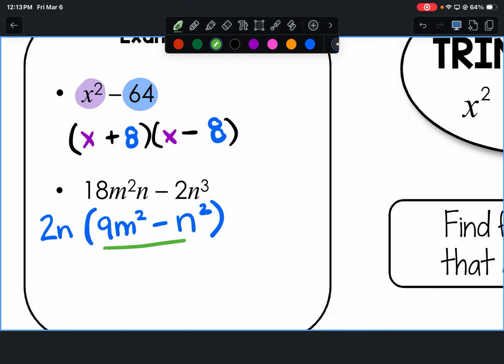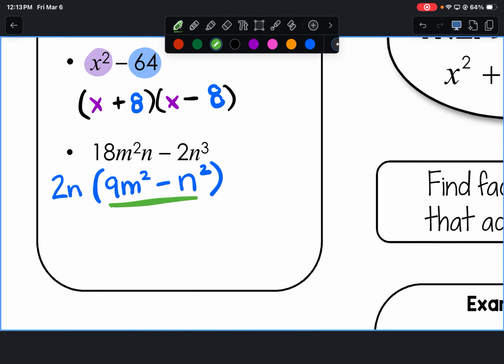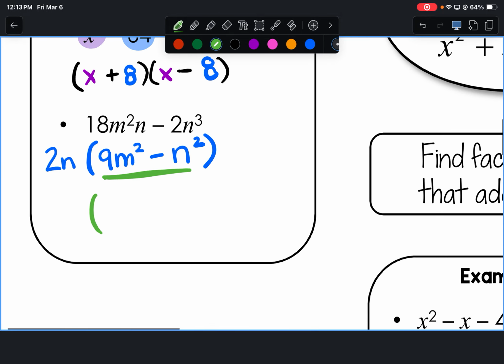Now, the part that is left right here, is that a perfect difference of squares? Yes, it is. So we're going to set that up to factor. What squares to give you 9m squared? What squares to give you n squared? n. And what signs do you need? Plus and minus. Does the order of those signs matter? No, I can do plus and minus, or I can do minus plus. It really doesn't matter. Am I done with this question?